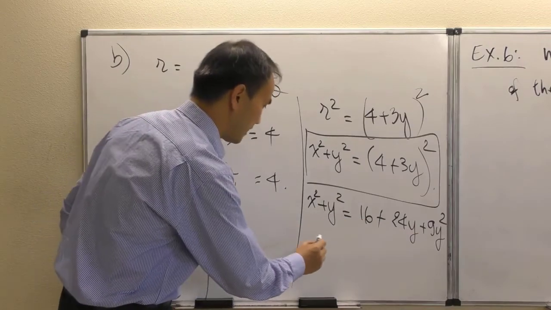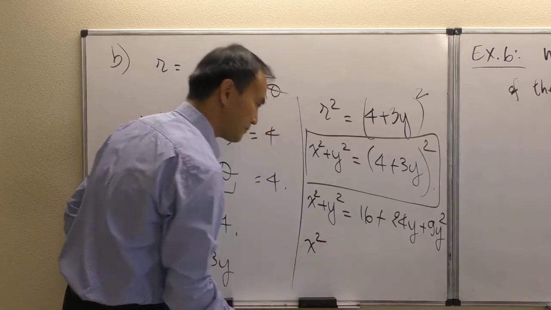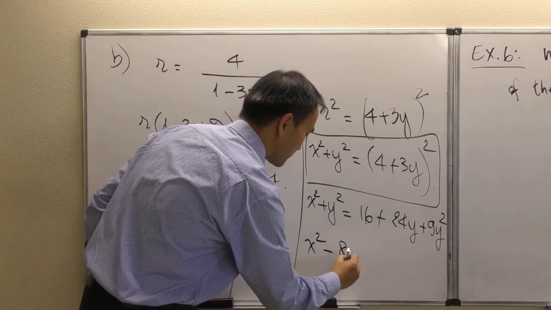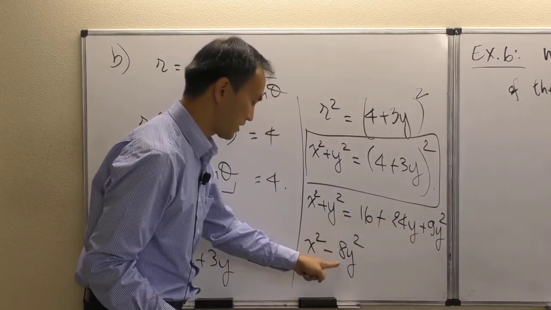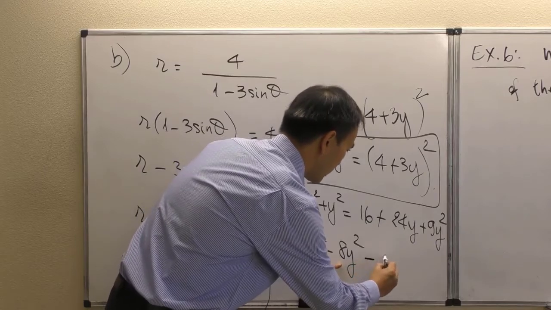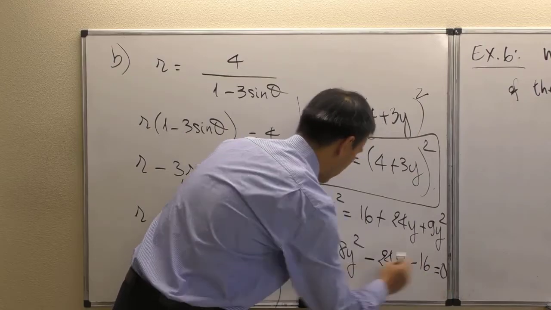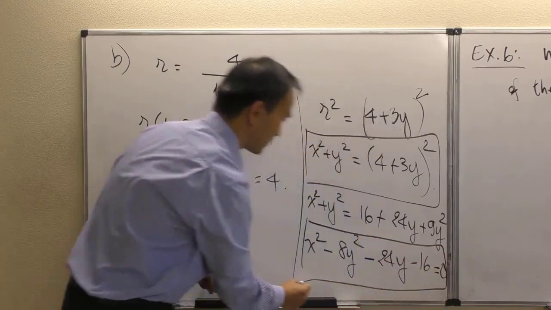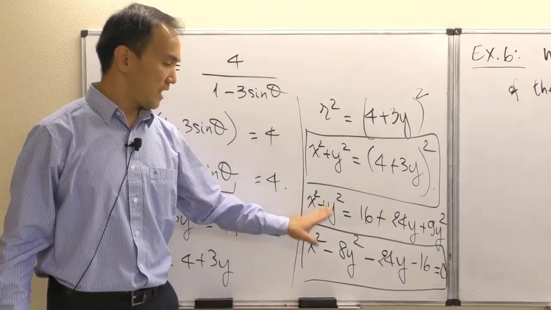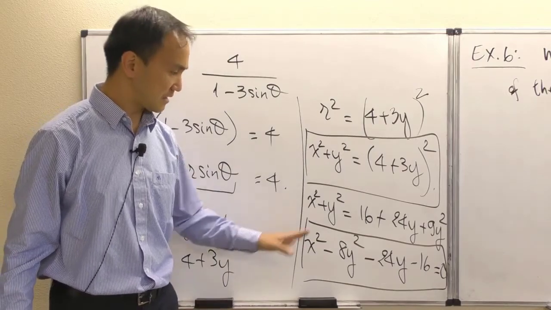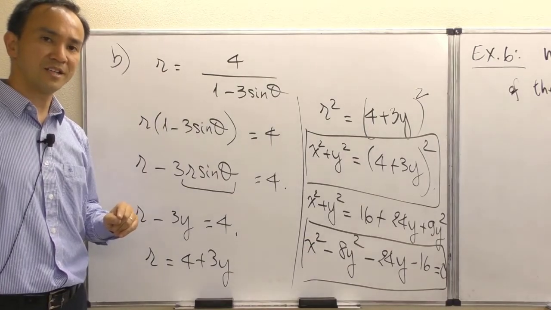I'm going to bring all terms to one side. So x squared, minus 8y squared. The x squared terms cancel, leaving minus 8y squared. I'm going to subtract 24y, and subtract 16, and make that equal 0. That's another form, the same equation, just a different expression. This is the Cartesian equation of this beginning problem.